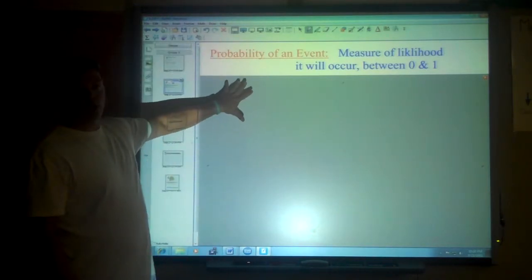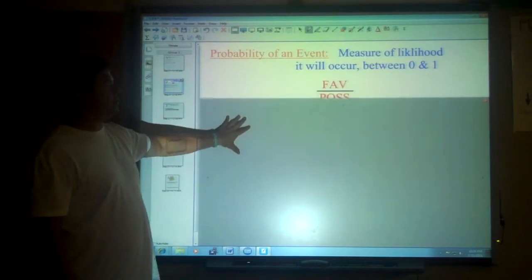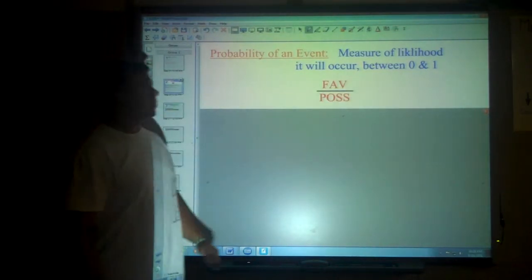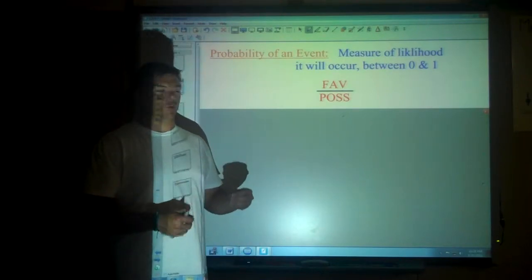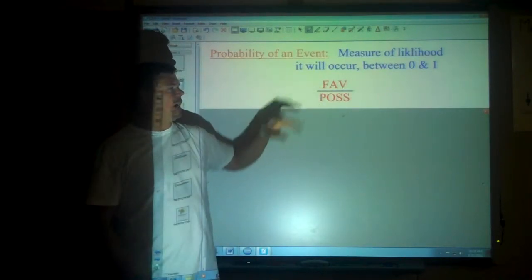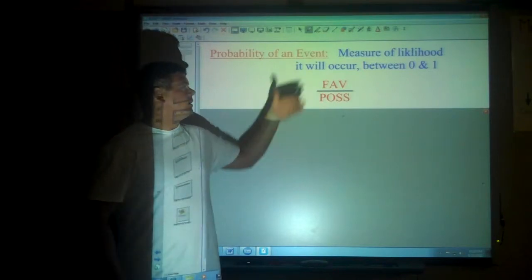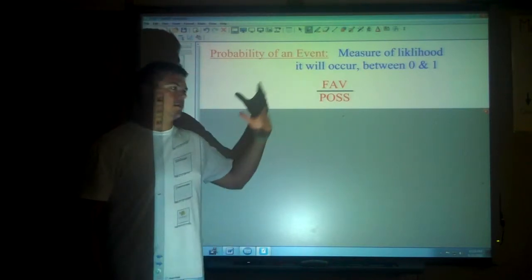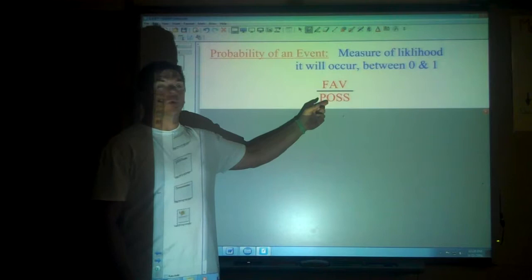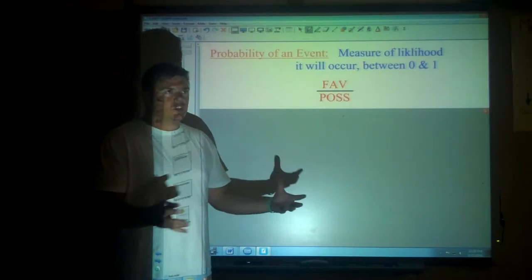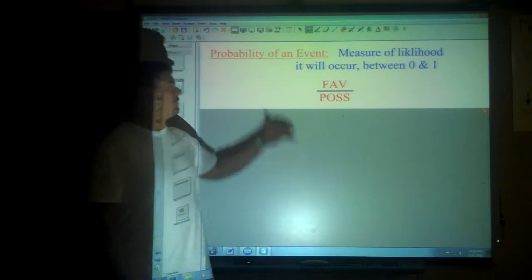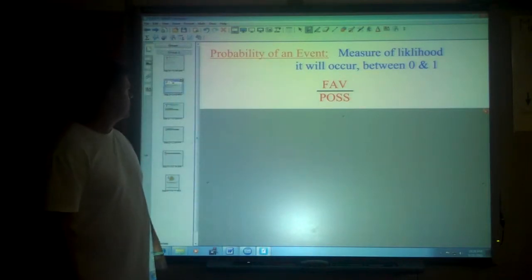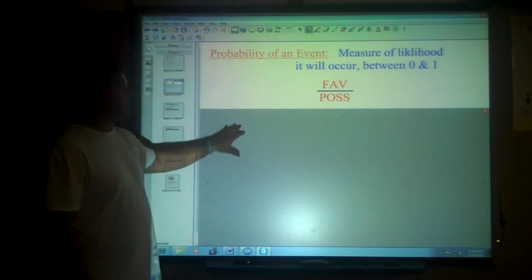Now we have a little saying for helping us to remember probability. I always remember it as fav over pos. Fav stands for favorable. Favorable is what you want. So what do you want as an outcome? That would go on top. If you wanted to know how many heads would happen, that would go on top. If you want to know how many tails, that would go on top. Possible is what could happen. What possibilities are there? Just because what you want doesn't necessarily match with what there could be. So favorable over possible is a way to remember probability.